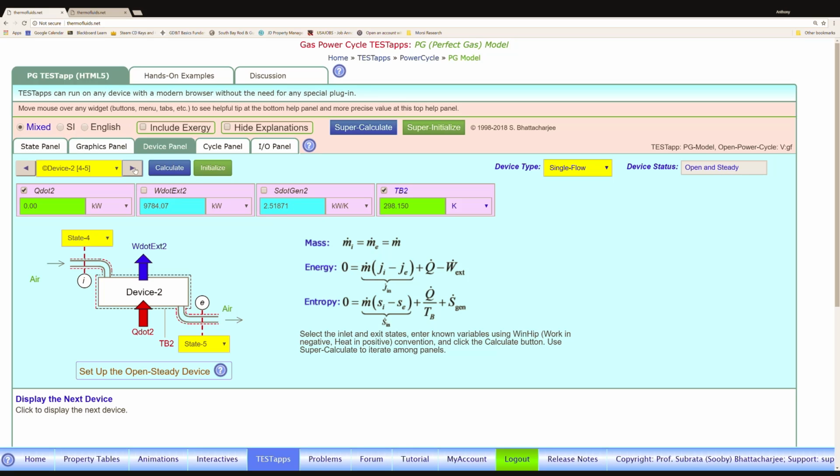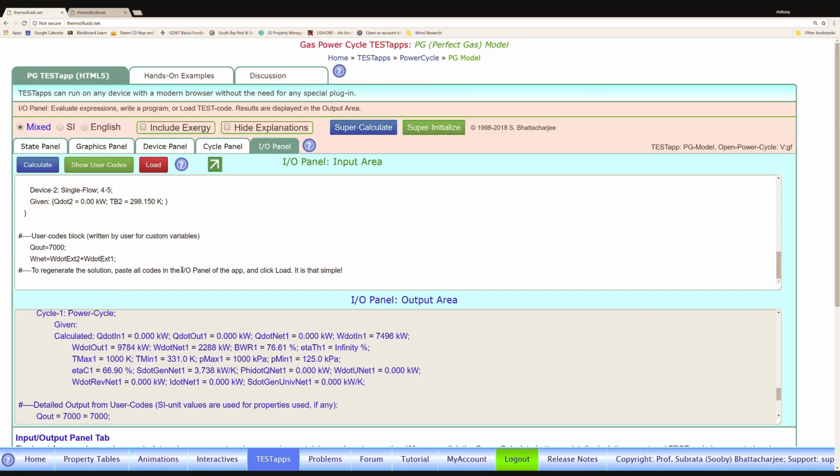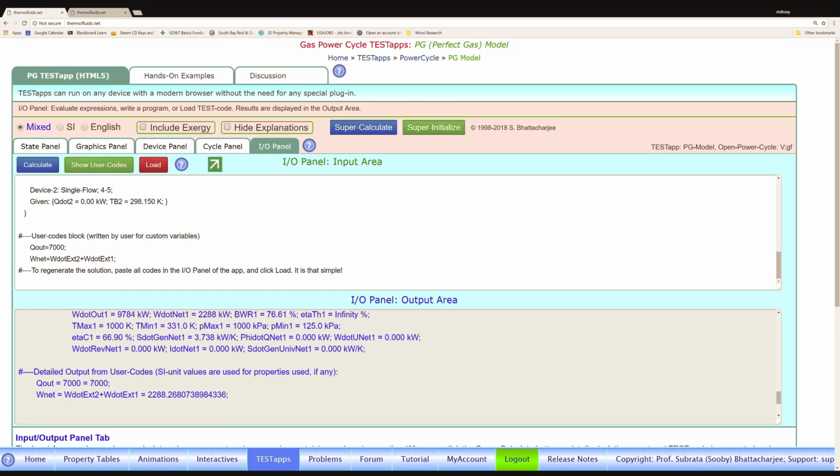In order to determine the turbine work, I defined the inlet of device 2 as state 4 and the outlet as state 5. Note that the turbine work is positive, which means that the useful work is exiting the system. Also in the I/O panel, I've defined the net power output, WNet, to be turbine work minus compressor work. This generates the final answer to the problem statement. In this case, the net power output is 2,288 kilowatts.